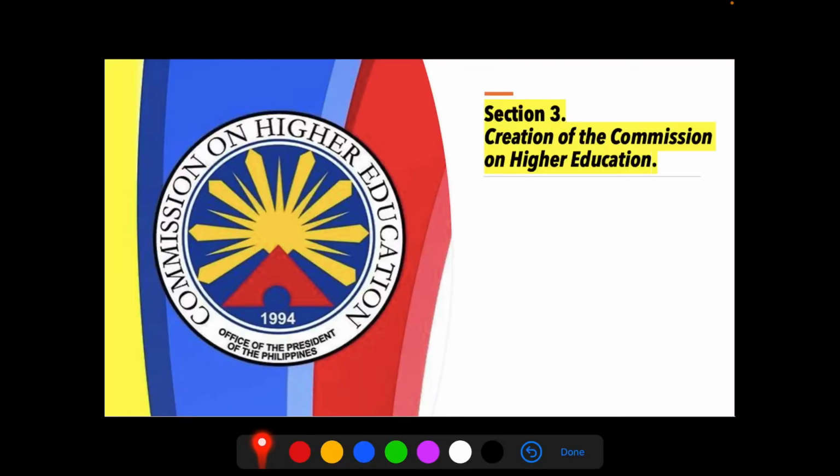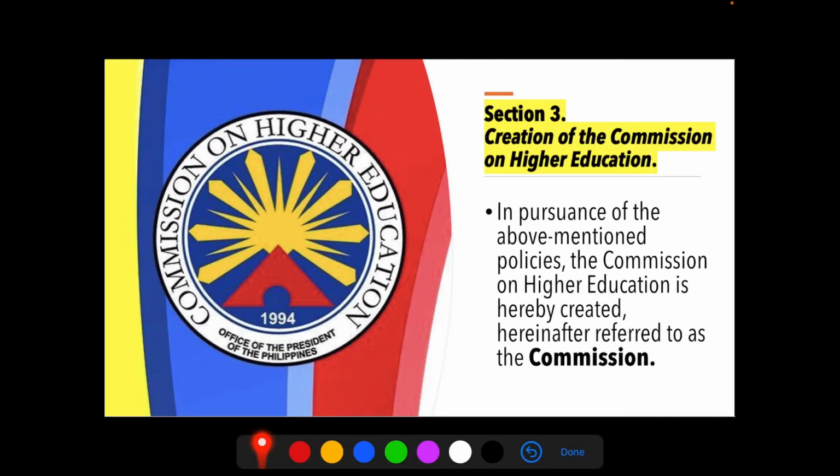Next one, we have Section 3, which is the creation of the Commission on Higher Education. In pursuance of the above-mentioned policies, the Commission on Higher Education is hereby created, hereinafter referred to as the Commission. Again, the Commission, or the CHED, shall be independent and separate from the Department of Education, and attached to the Office of the President for administrative purposes only. It shall cover both public and private institutions of higher education as well as the degree-granting programs in all post-secondary educational institutions, both public and private.